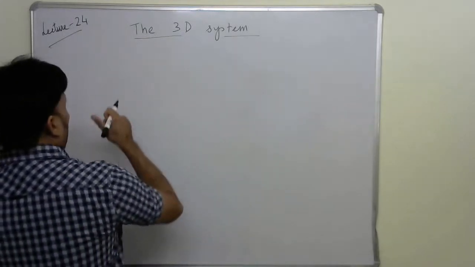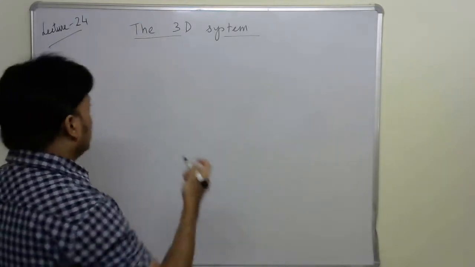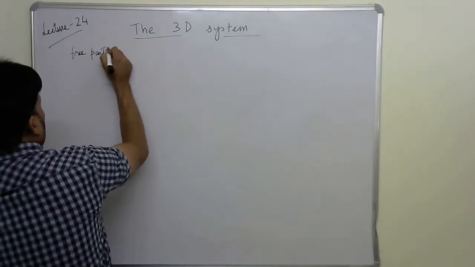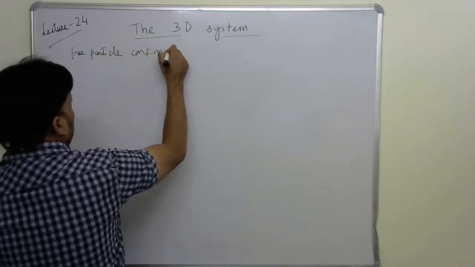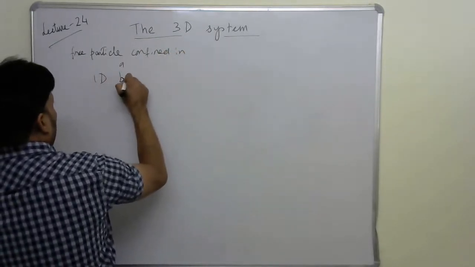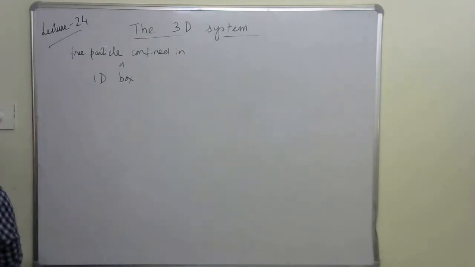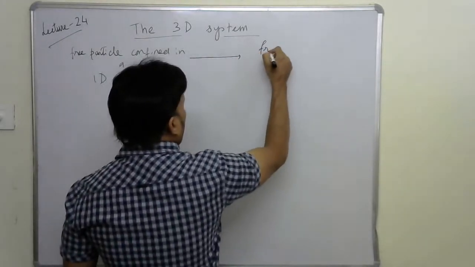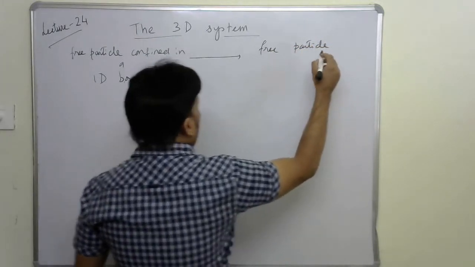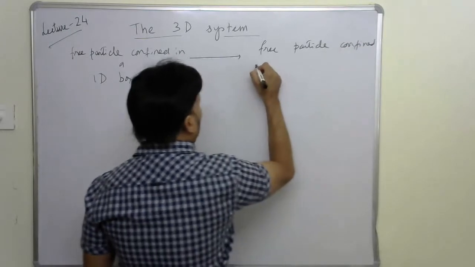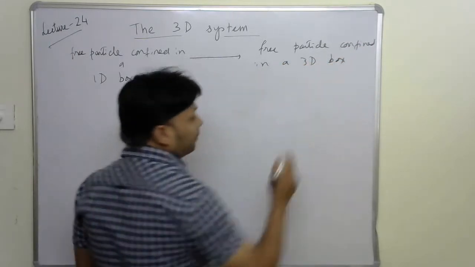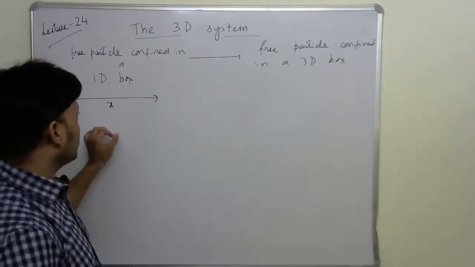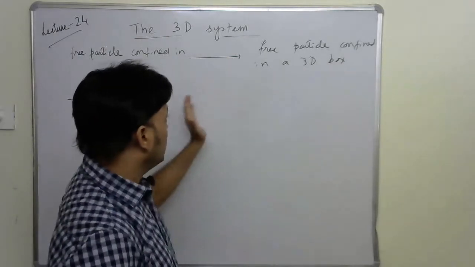So here, what we have already studied is a free particle which is confined in a 1D box, and we are already familiar with this. Now we are going to extend the same concept to a free particle confined in a 3D box. So basically we would extend the 1D, where we were concerned about only one direction, this is x. The same concept would be shifted towards the 3 dimensions.